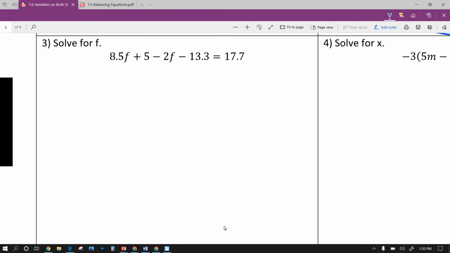All right, problem number 3 on our review for the quiz. We need to solve for f. So anytime we see a big scary equation like this, we're going to ask ourselves a question, and that question is going to be, can I simplify?